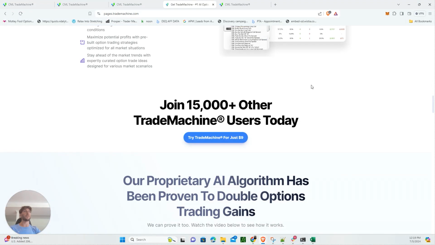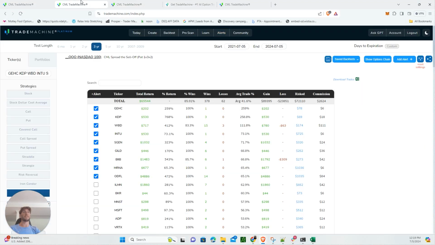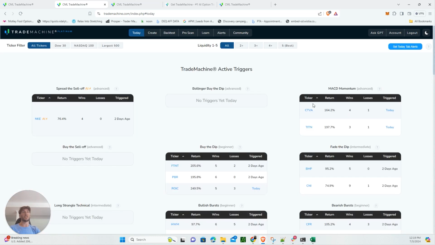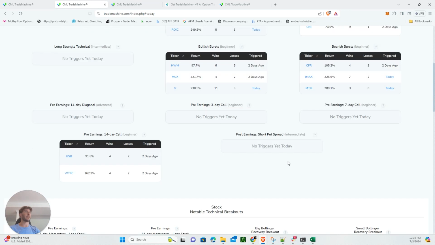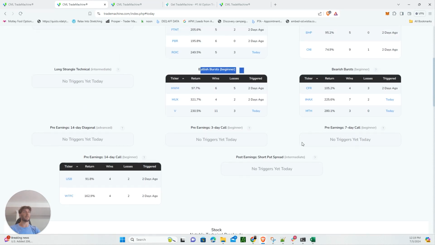And again, if you're brand new to this, just by getting yourself set up with alerts, that can be the most basic way for you to start, or even just using the Today tab here, where you just check this out every day around like 11 a.m. Eastern. And you can even go with some of the more basic setups here.